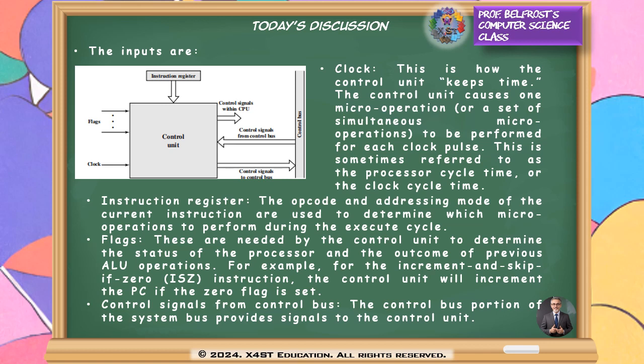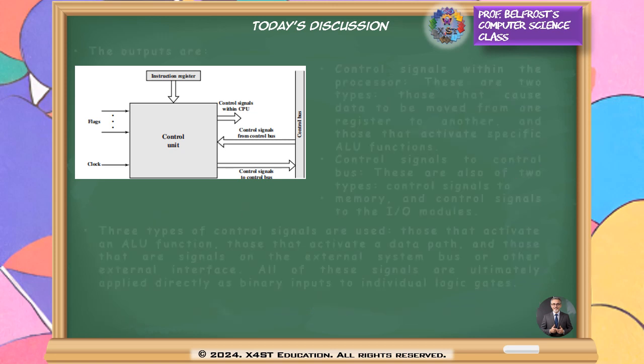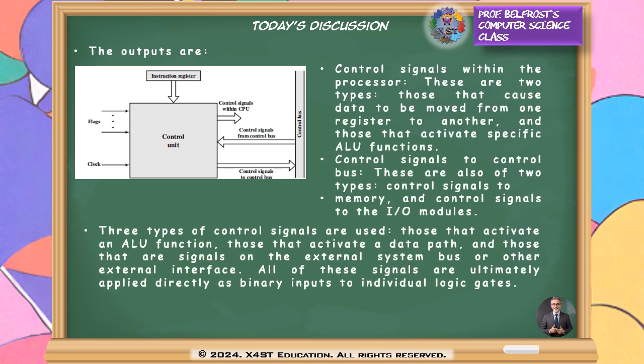The fourth is control signals from the control bus. The control bus portion of the system bus provides signals to the control unit, and this is very important. And fifth, control signals within the processor, which consist of two types: those that cause data to be moved from one register to another, and those that activate specific ALU functions.